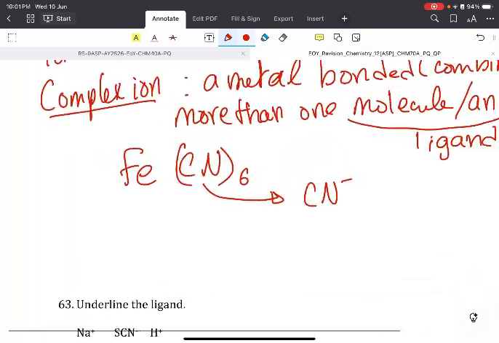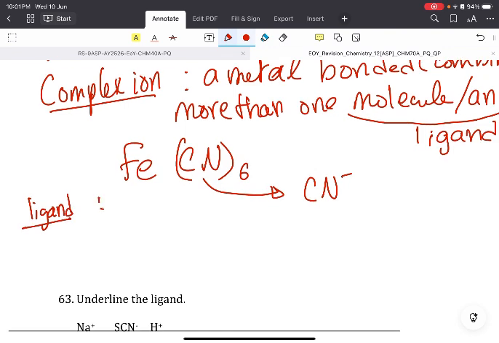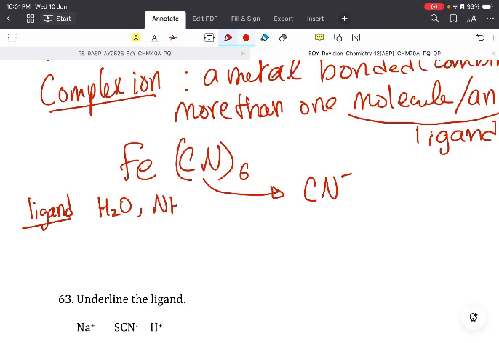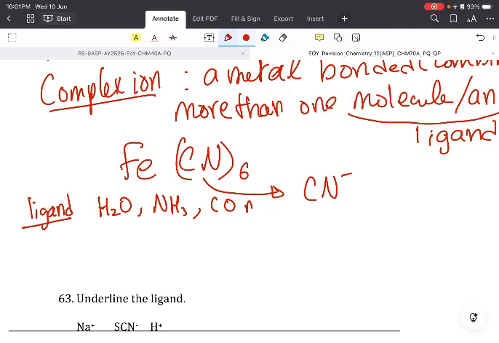Now for the ligands, I'm just going to give you the list of ligands that you should keep in mind. You have the neutral ones: water. You have amine, which is ammonia, NH3. You have carbon monoxide, CO. These are neutral molecules.